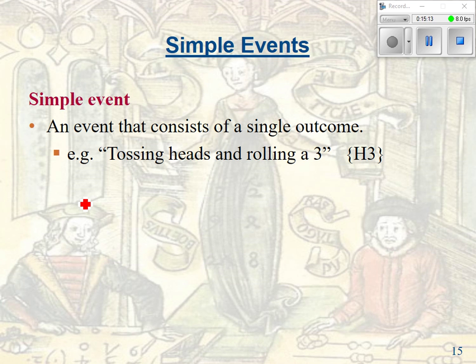Alright, a simple event, write this down. A simple event is an event that consists of a single outcome. So if we're looking for just a simple event, not something that's got more than one possible outcome, that's a simple event. If I wanted to pick a male out of the class, that's a simple event. If I wanted to just get a head and a 3, that's a simple event.